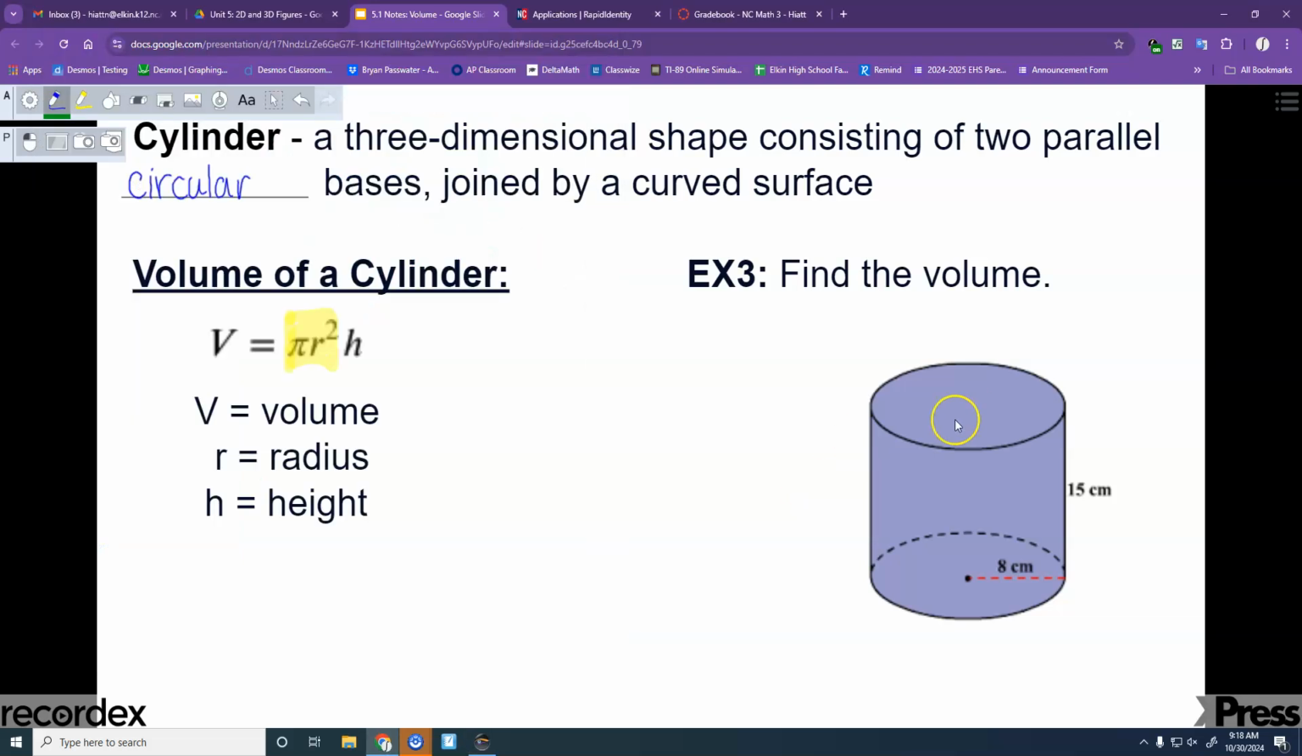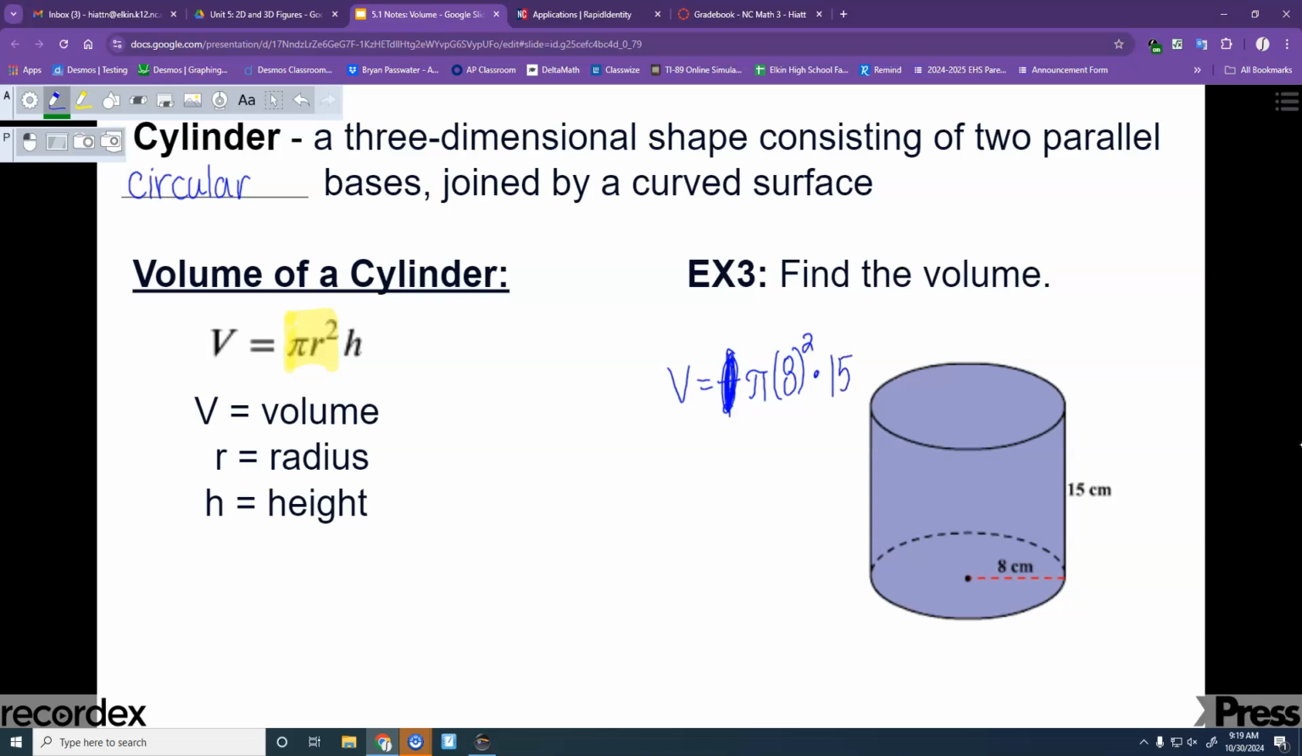All right, so we're finding the volume of this cylinder here. So our volume is going to equal... Oh, I don't know why I'm doing 1/2. Losing my mind. All right, pi times the radius squared. What is my radius? 8 squared times the height. What is my height? 15.